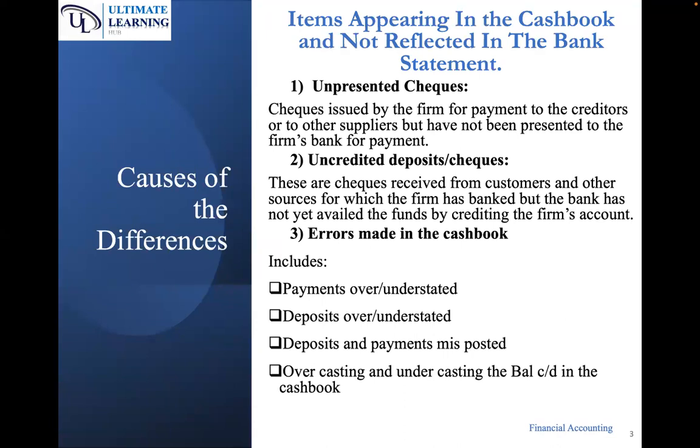Now, what are the causes of the differences? We have said there are two major causes of differences in the bank reconciliation. Number one, there can be items appearing in the cash book, and these items are not reflected in the bank statement. And number two, items appearing in the bank statement and not reflected in the cash book. So let's start with number one, items appearing in the cash book and not reflected in the bank statement.